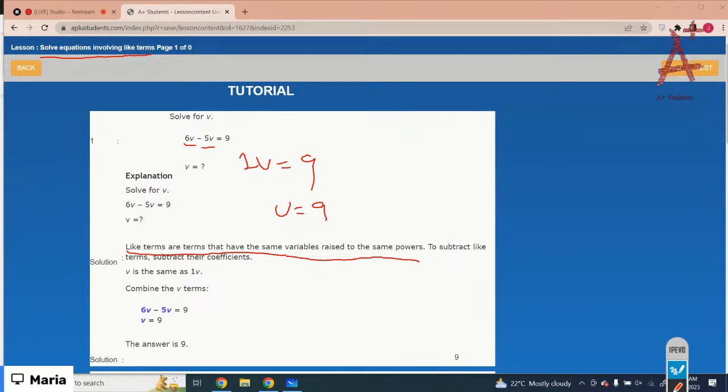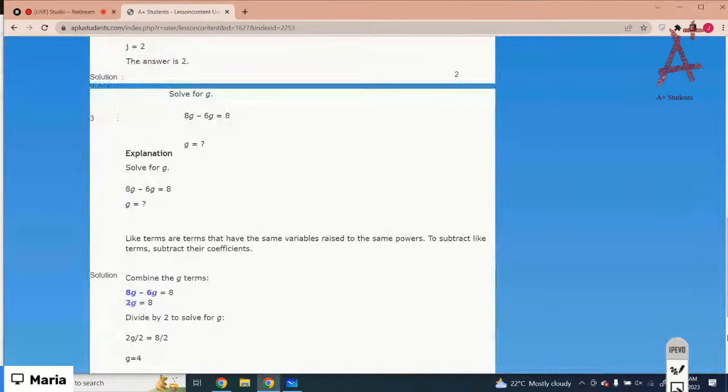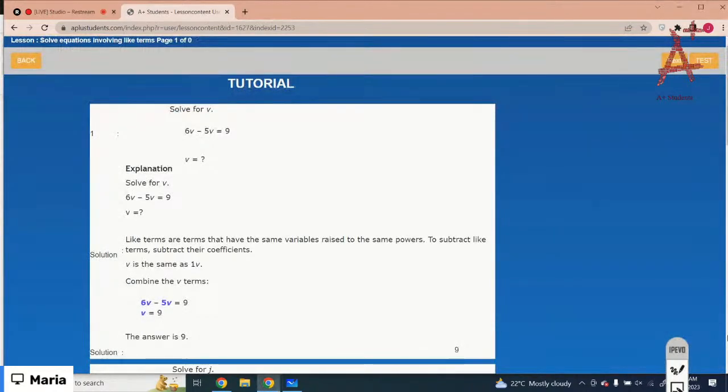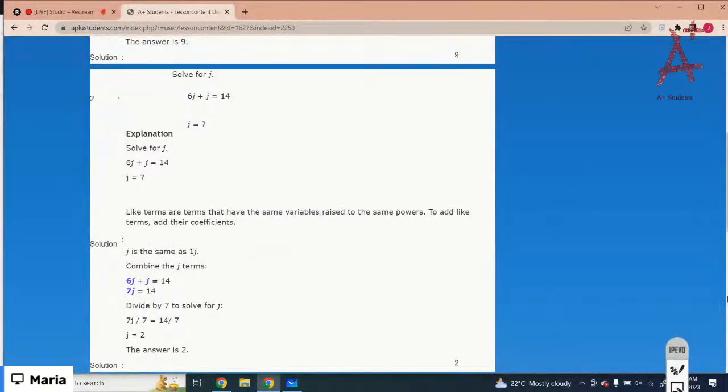Okay, the next example is solve for j: 6j plus j equals 14. So you have to add. 6j plus j are like terms because they both have the same variable. So you add 6j plus 1j, which is 7j. 7j equals 14. You have to find the value of j only.